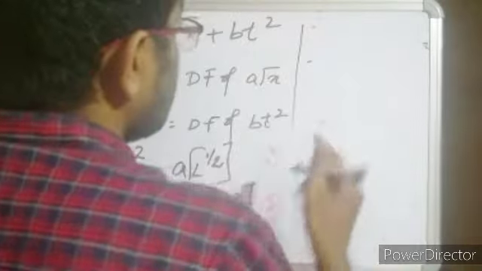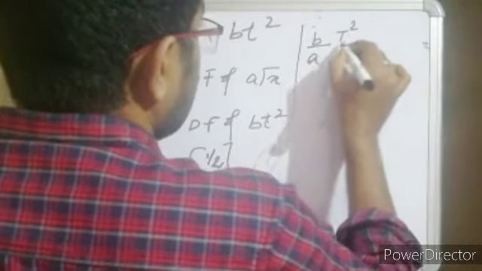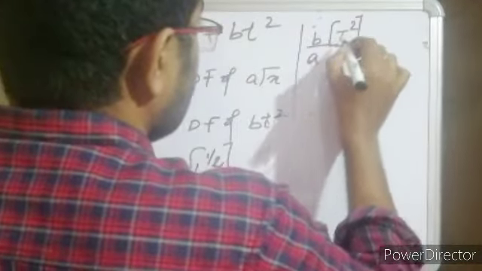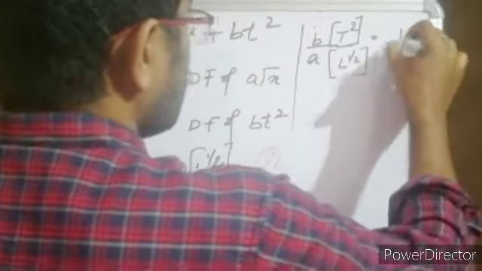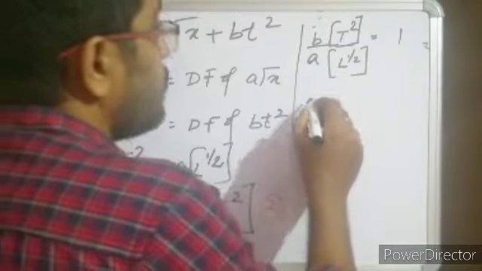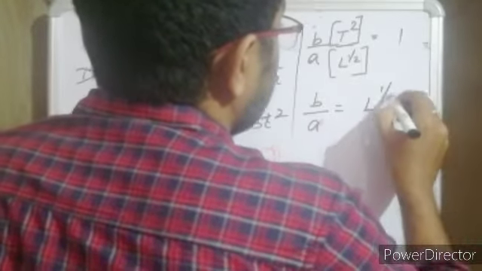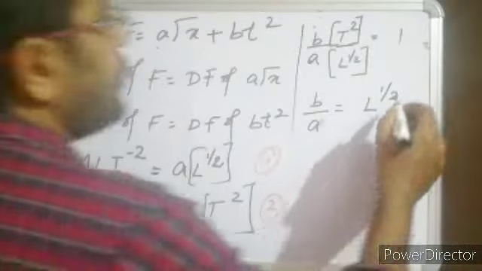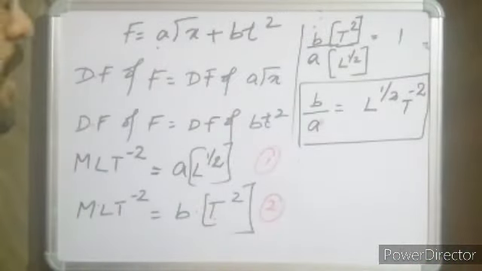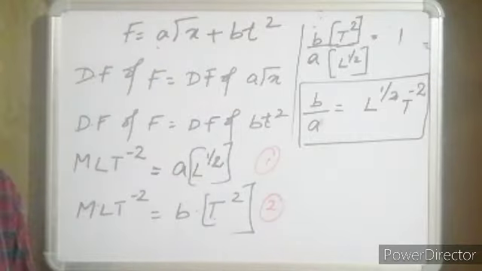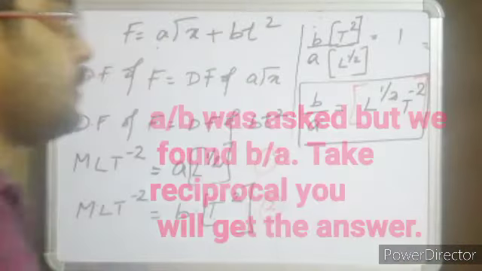On doing that, you will get B by A as T square divided by A into L to the power 1 by 2, which is equal to 1. So you will get B by A as equal to L to the power half, T to the power minus 2. So that is the dimensional formula for B by A. Again, square bracket, don't miss that. So that is the dimension.